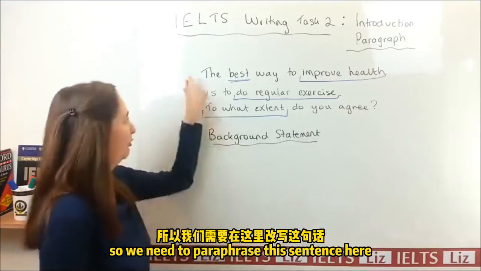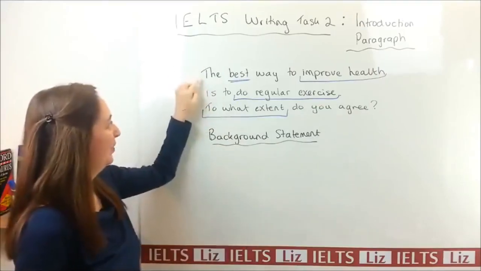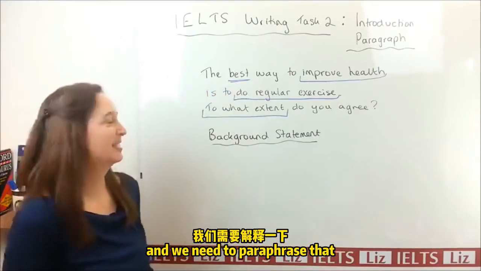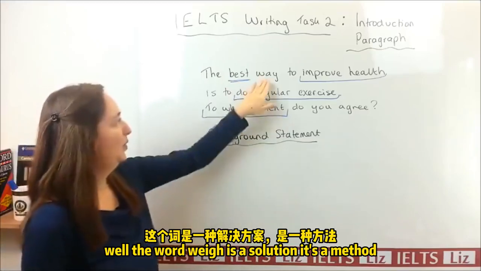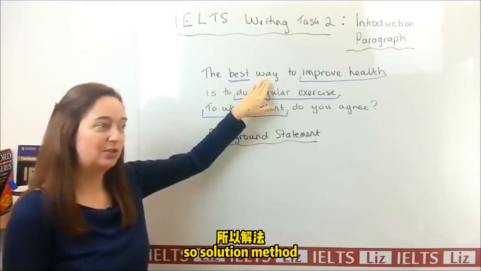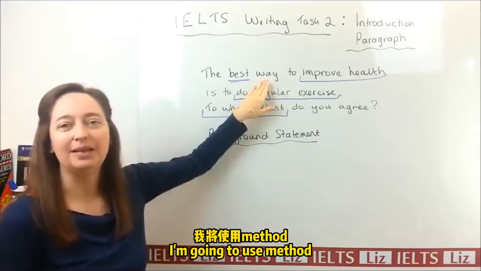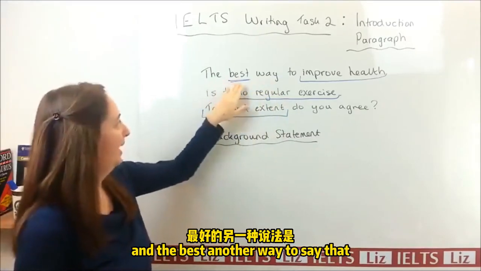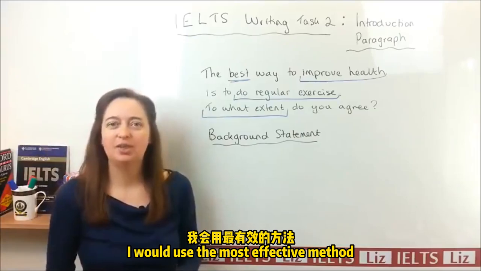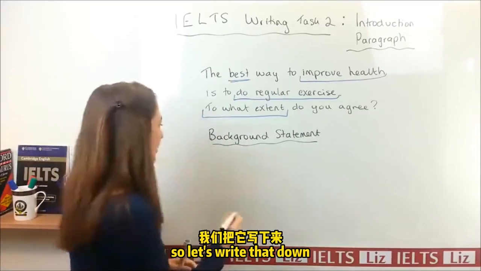So we need to paraphrase this sentence here. Now they start with the best way, and we need to paraphrase that. Well, the word way is a solution, it's a method. So solution, method, you could use both words. I'm going to use method. And the best, another way to say that. I would use the most effective method. So let's write that down.